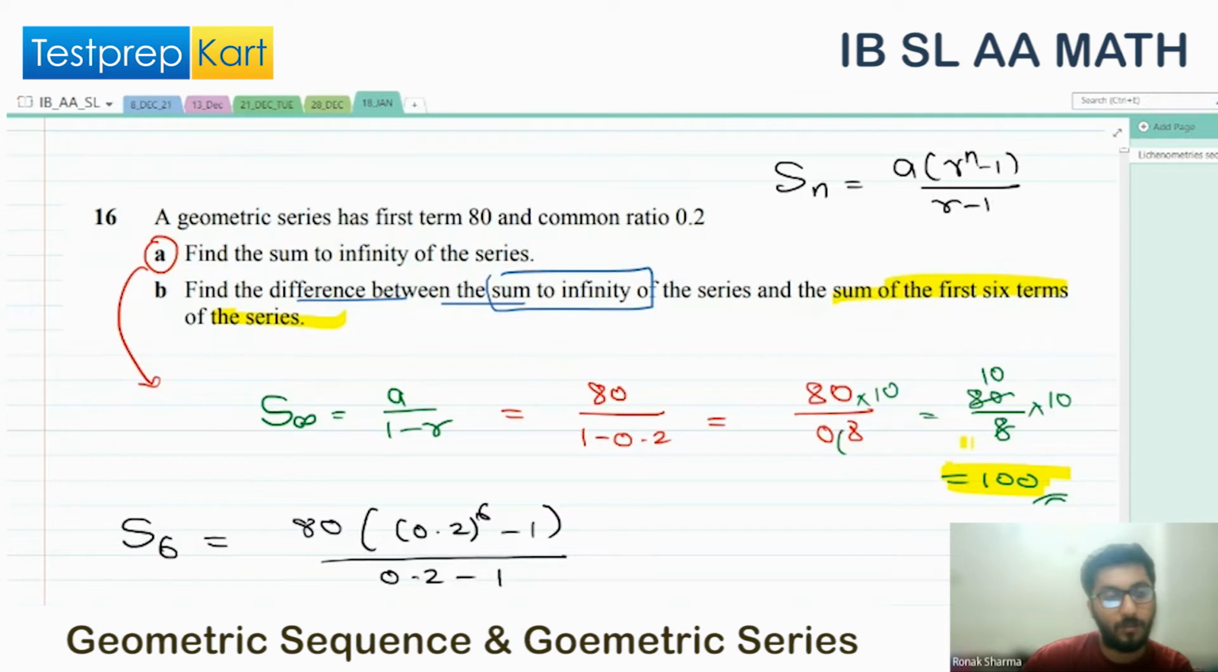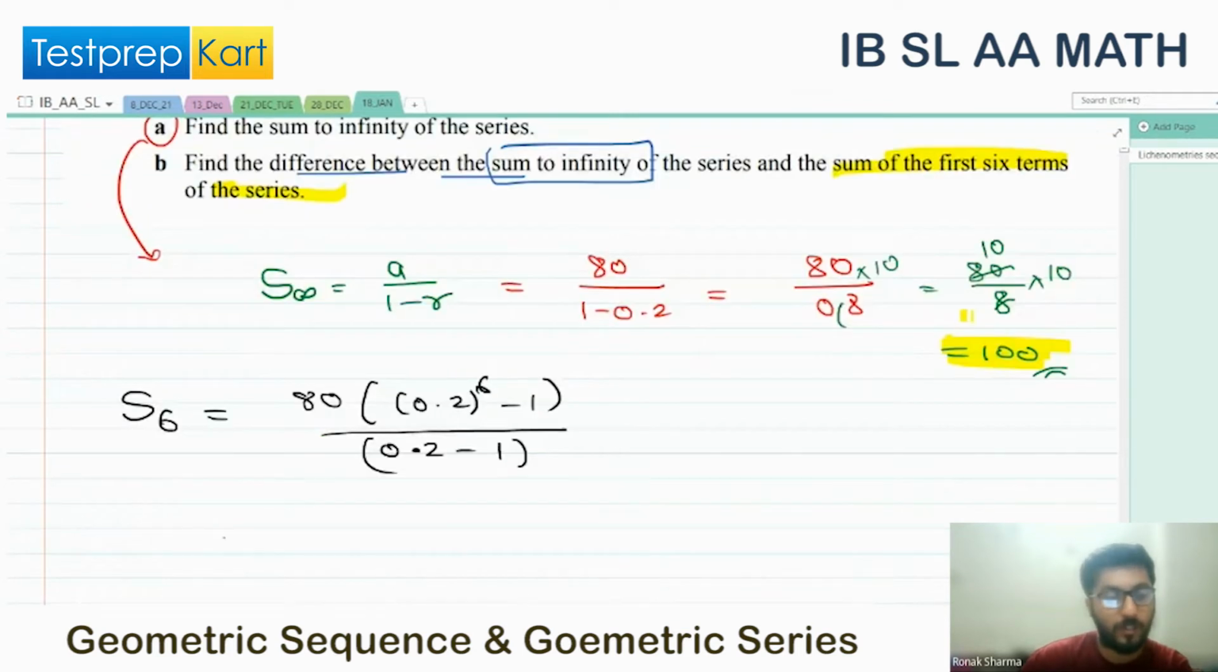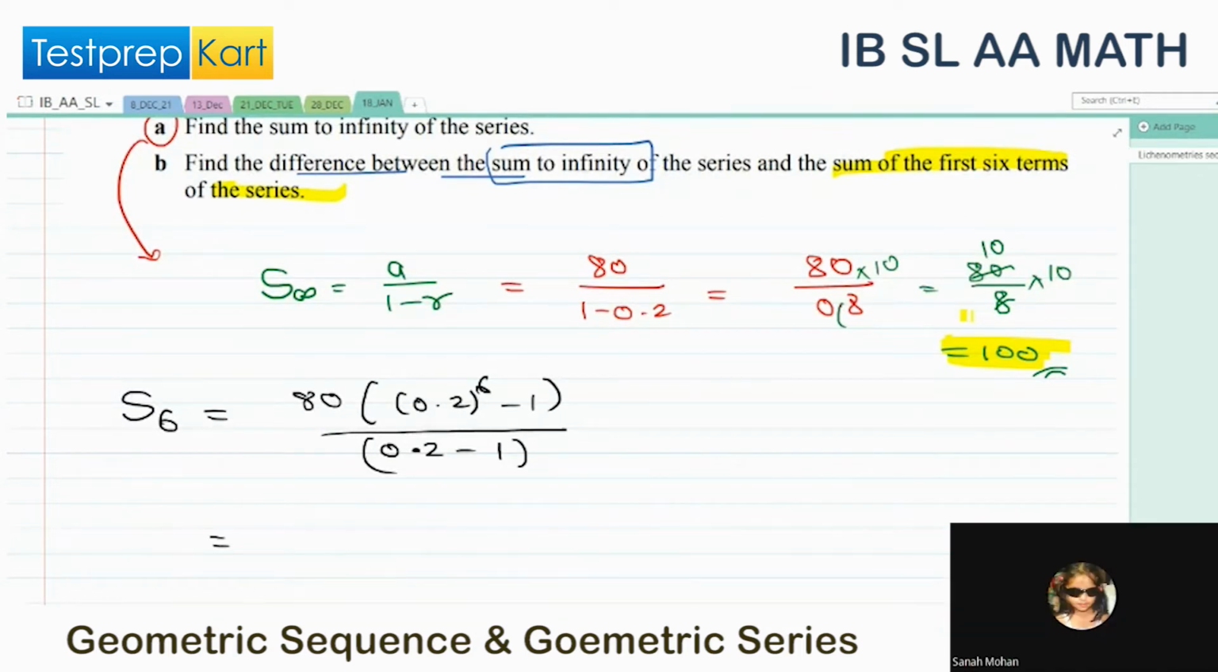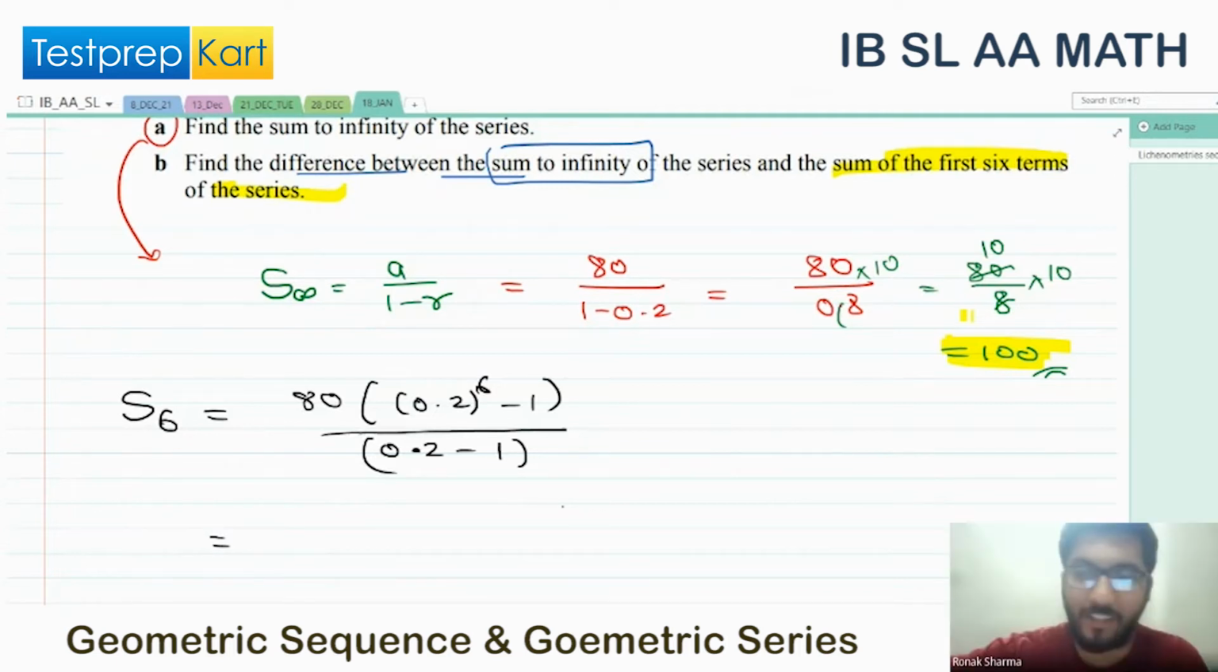Now I'm giving you 2 minutes to simplify this. Come on, you can use the calculator. I simplified it to 99.9936. Okay, that is too much.